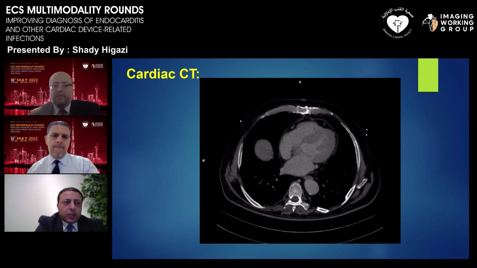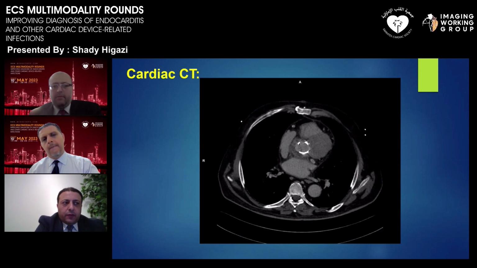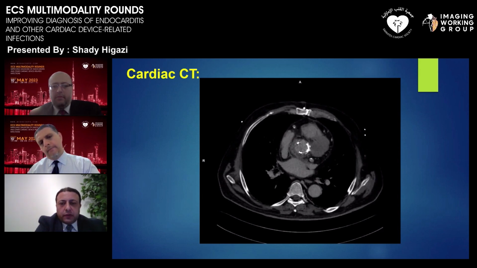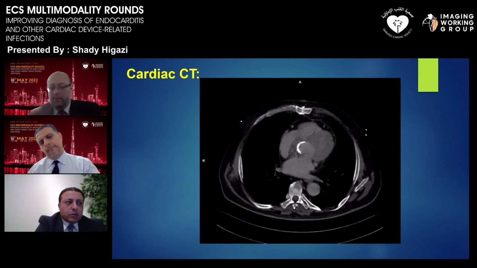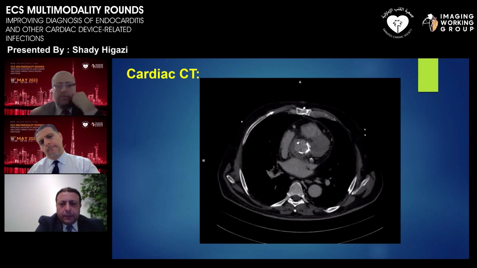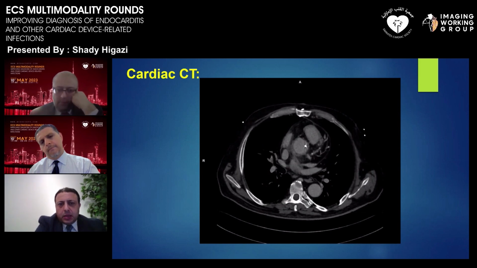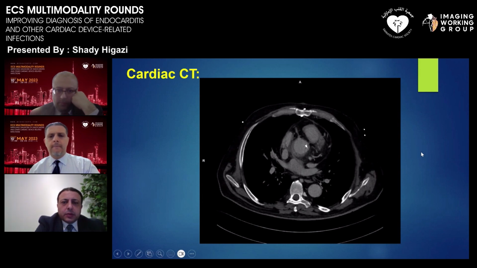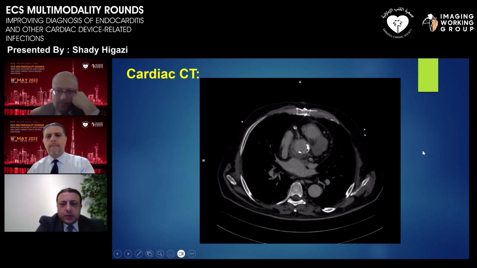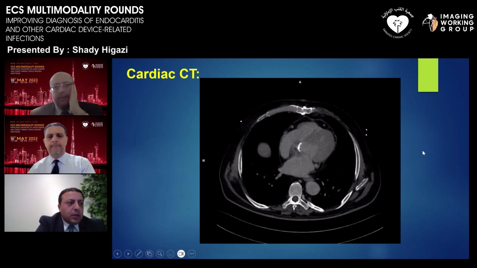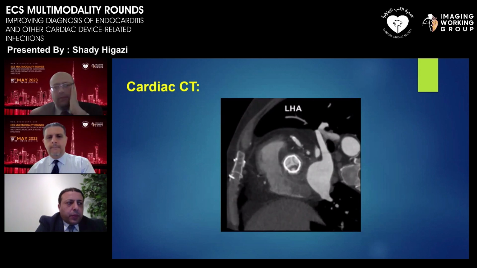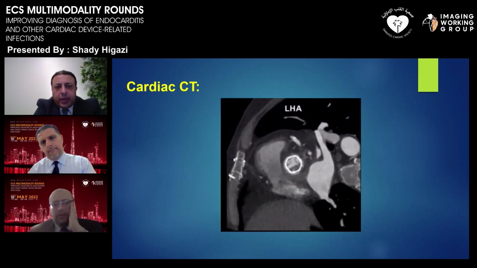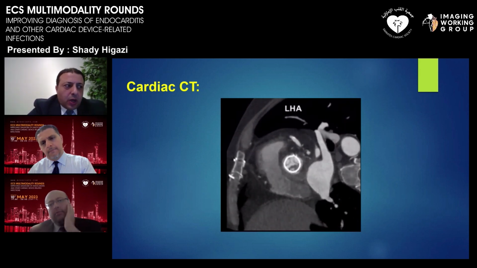There was irregular soft tissue thickening in the non-coronary leaflets, which gives concern for vegetation versus thrombus. So we are not sure about it. There was another slide, next slide, Dr. Raz. In the paravalvular region, there was crescentic soft tissue density showing an enhancing thickened wall, which gave high suspicion for paravalvular abscess. But till this moment, we are not sure if it is abscess or thrombus.